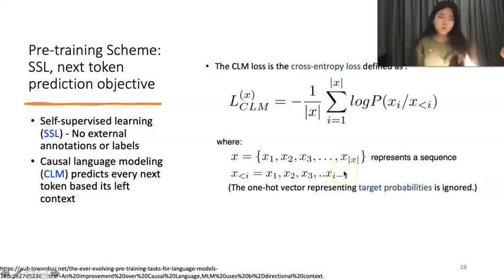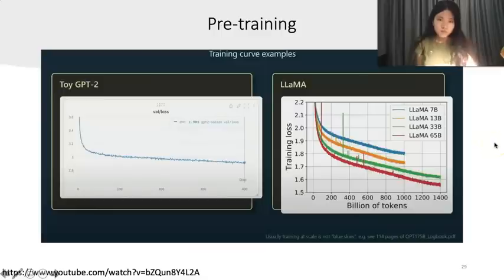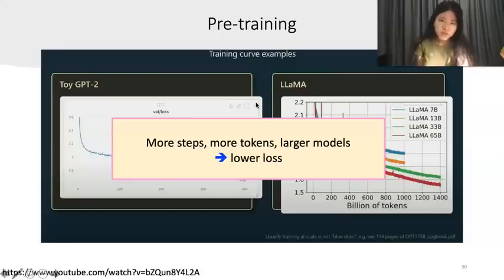We will just read it here. Right, and on the training curve, for example, for this toy GPT-2 and Llama, you can see that for more steps, more tokens, and larger models, we will get lower loss.